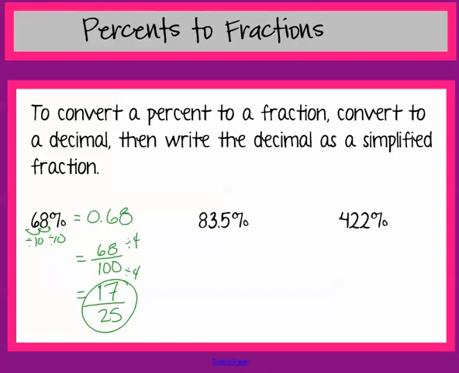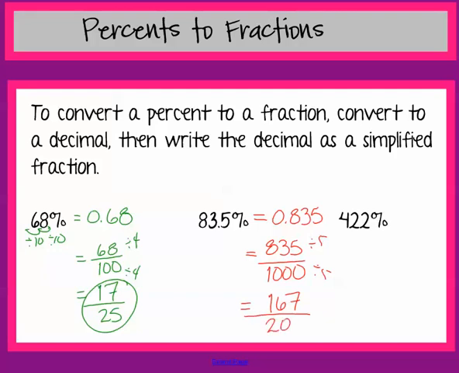The next example, we'll do the same thing. We're going to convert 83.5% to a decimal, and we already know from our previous examples that is 835 thousandths. So now that I've said that, 835 thousandths, I know I'm putting 835 over 1,000. And then I can simplify that with a common factor of 5. And that's going to leave me with 167 over 200.